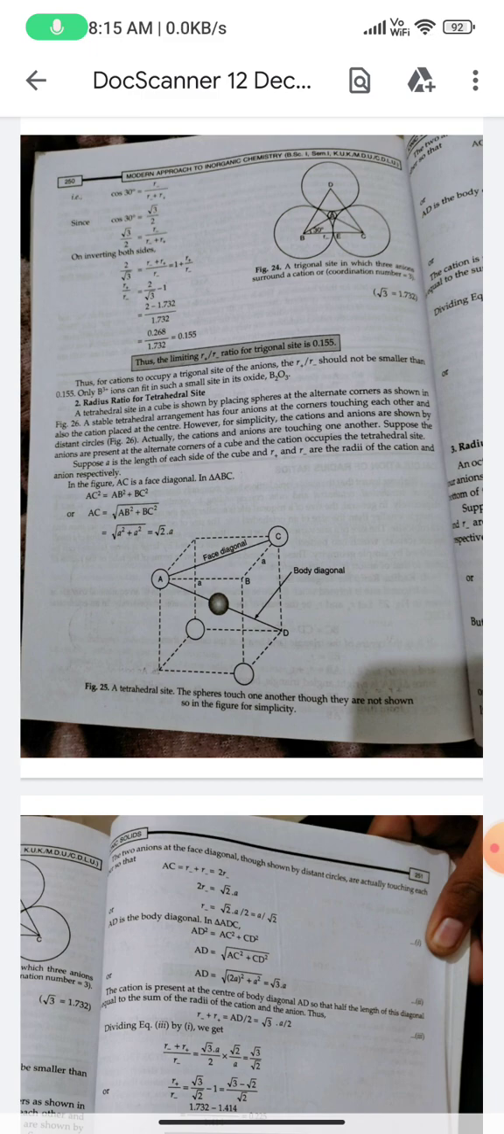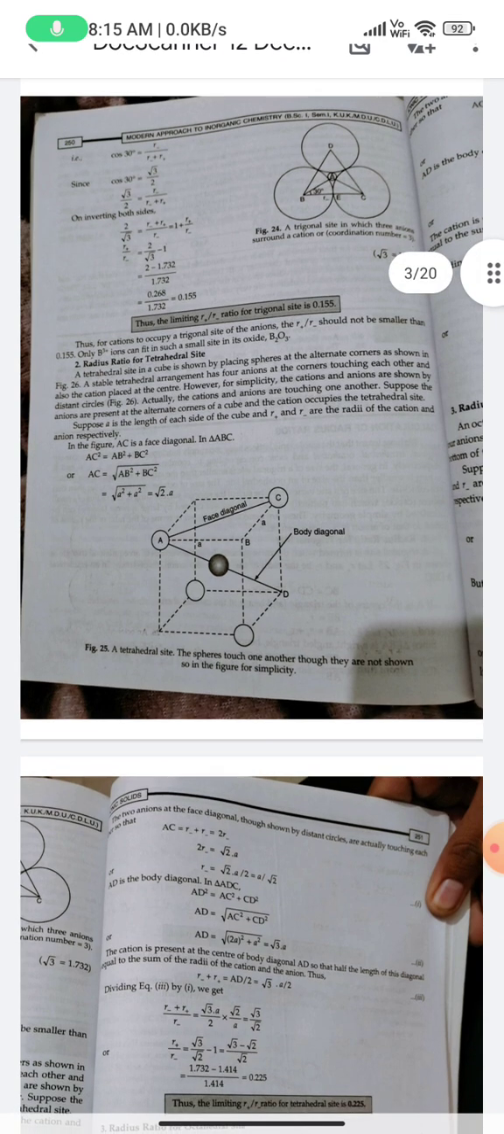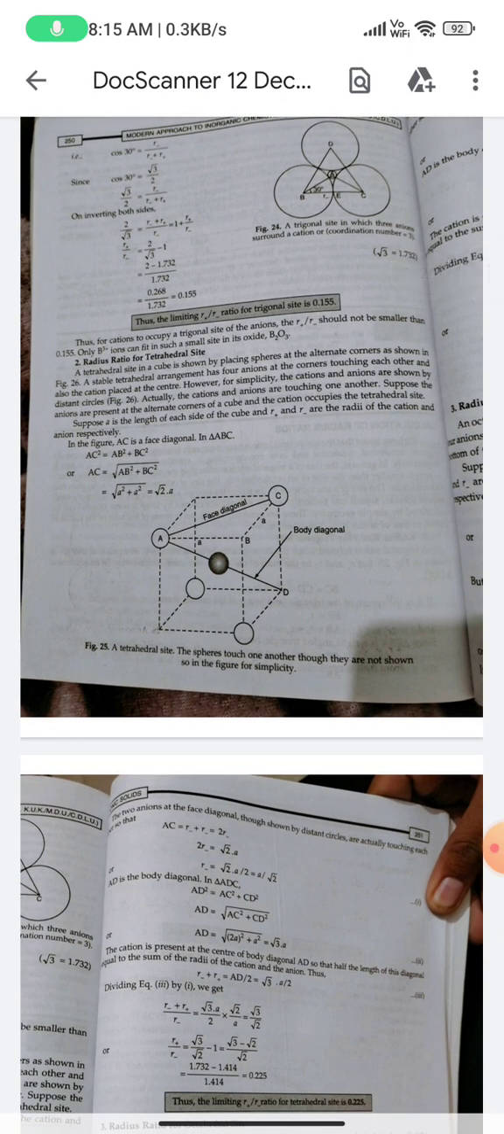For a cation to occupy the trigonal sites of the anions, r positive over r negative should not be smaller than 0.155. Only B3 positive ions can fit in such small sites in its oxide B2O3. Radius ratio for tetrahedral sites. A tetrahedral site in a cube is shown by placing spheres at the alternate corners, as shown in the figure.